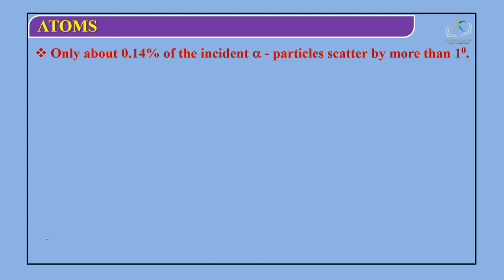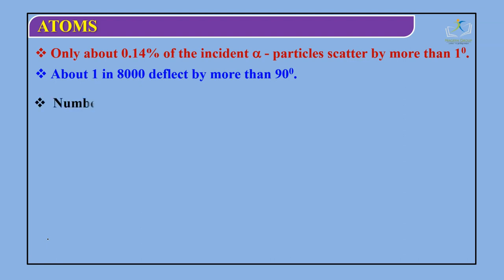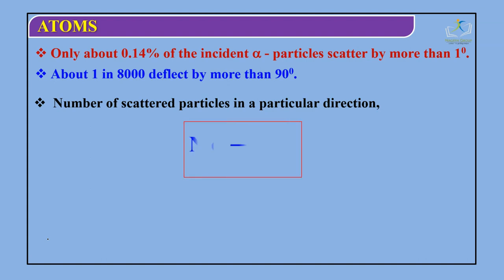But the thing is that only 0.14% of the incident alpha particles are scattered by more than 1 degree, and about 1 in 8,000 is deflected by more than 90 degrees. The number of scattered particles in a particular direction shows a different kind of behavior, and this behavior tells us about the nature of the atom also.